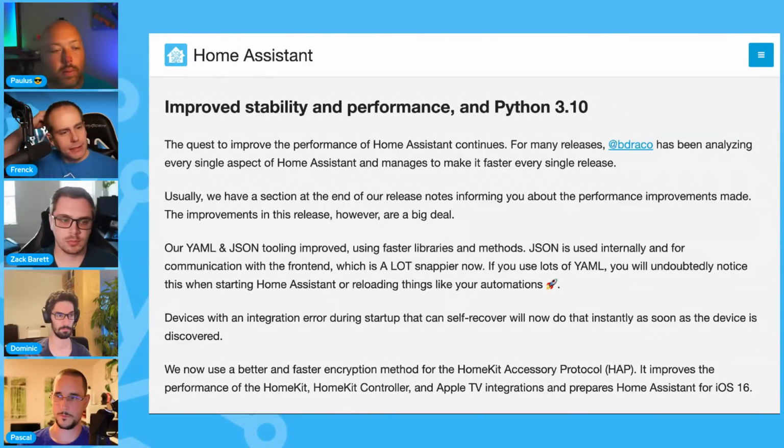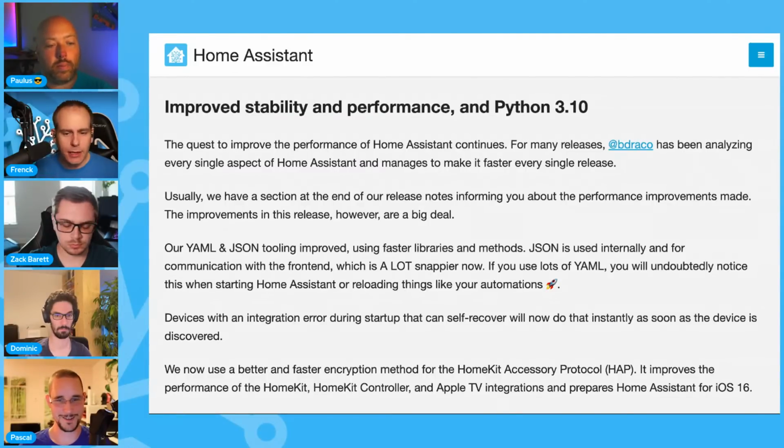Well, and to add to that, the HAP library, the HomeKit Accessory Protocol, I hope I'm correct, has been replaced and is now faster too, because it has new encryption methods, and that works faster with the Apple TV and HomeKit and the HomeKit controller. It's also for iOS 16 that's coming up. That's nice too.